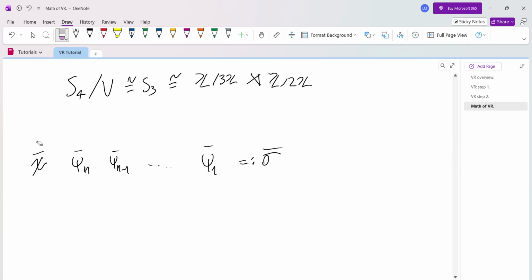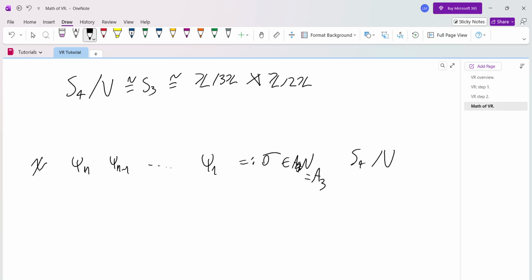I'm doing a terrible job explaining, but basically I'm considering this equality in S4 mod V. These are all in S4 mod V. And this lies in A4 mod V, which is just A3, because V is a subgroup of A4. And this is just something in S4 mod V.